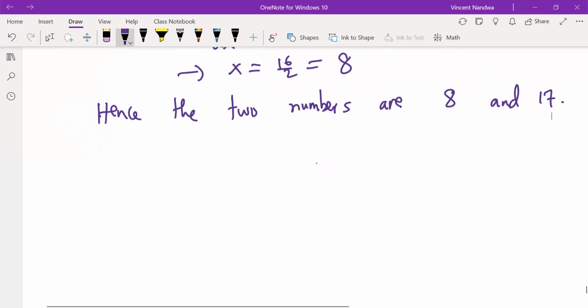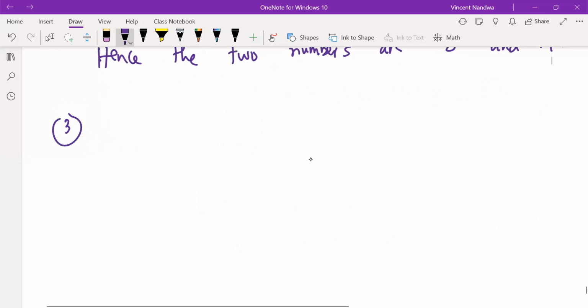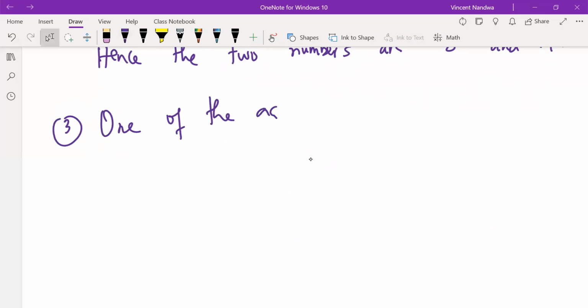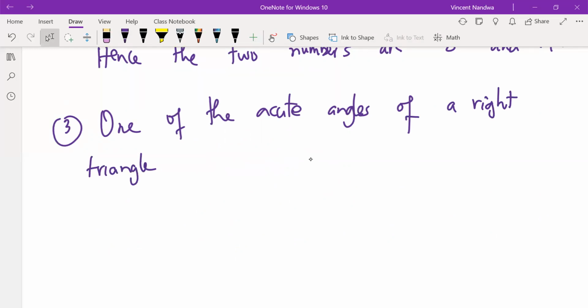Next question, number 3. One of the acute angles of a right triangle is twice the other acute angle.